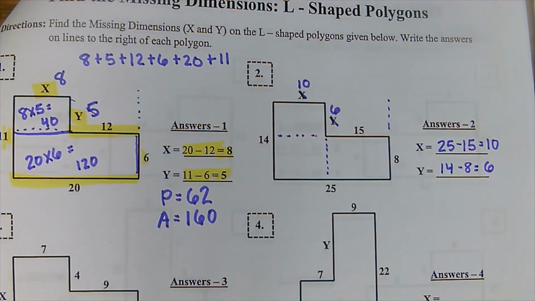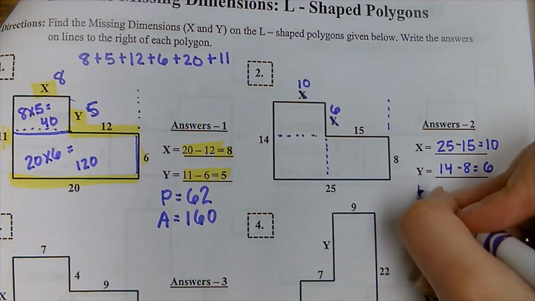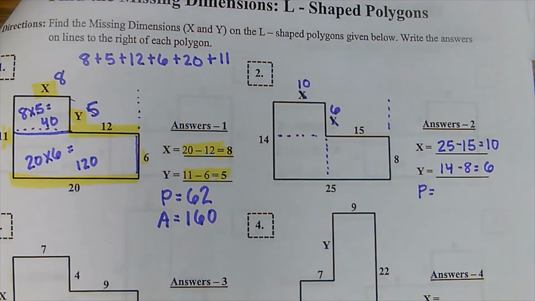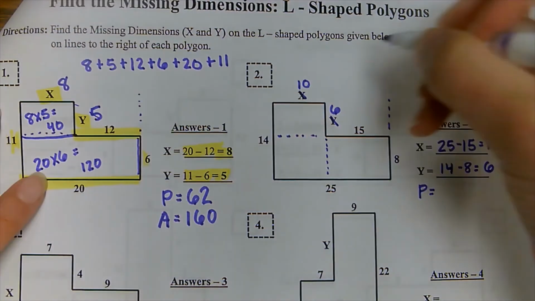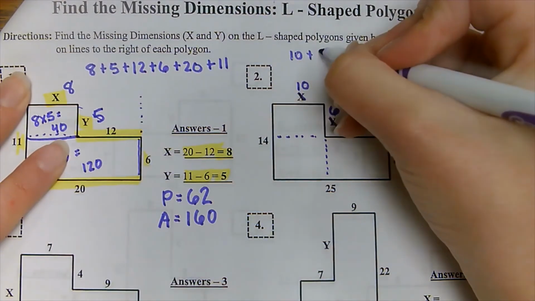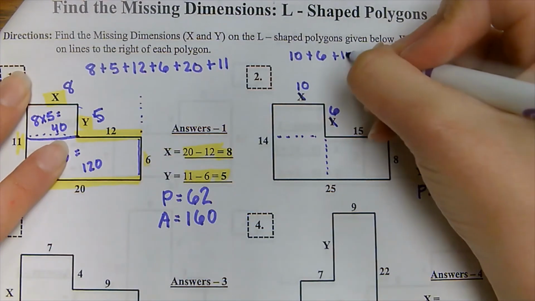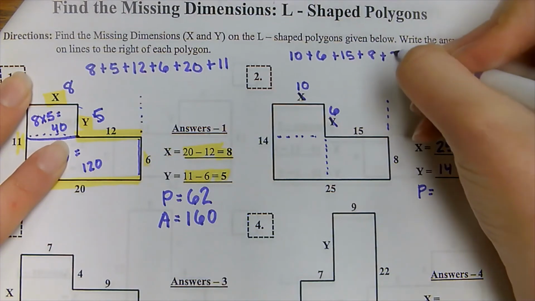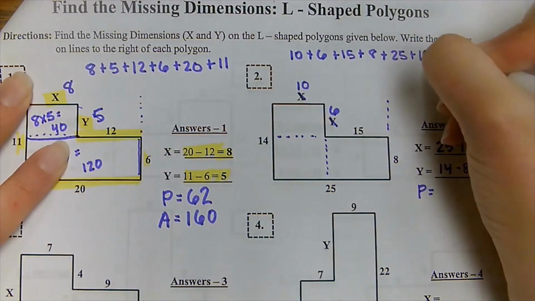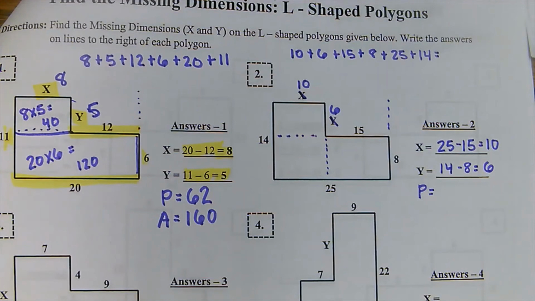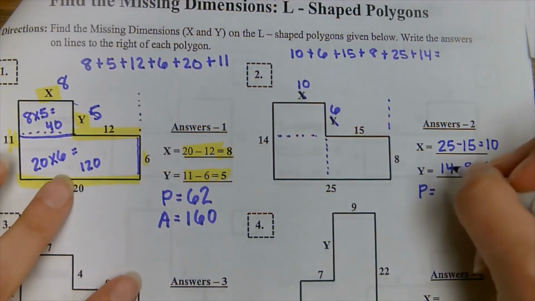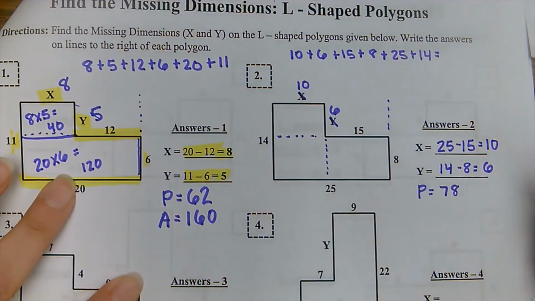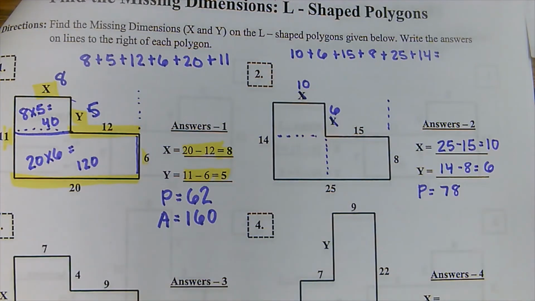Find the perimeter. How do we do that? Perimeter is all of the sides added together. So make your list of all of the numbers that you need to add together. 10 plus 6 plus 15 plus 8 plus 25 plus 14. Take some time to add those all together. Let me know what you get. Alright, I got 78 units for my perimeter when I added those together.